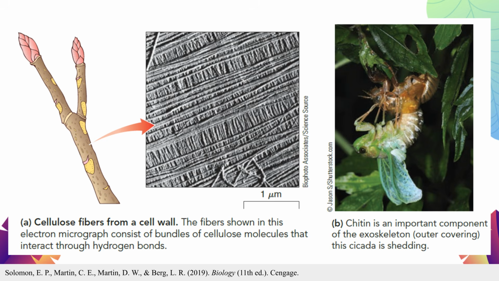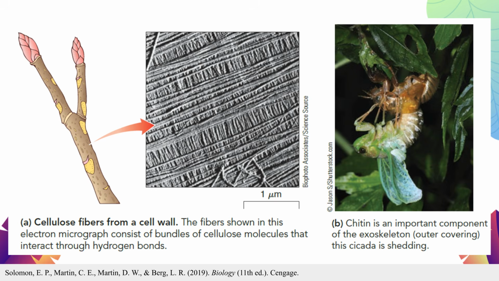Cellulose and chitin are structural polysaccharides that provide strength and support rather than energy. Found in plant cell walls, cellulose has hydrogen bonds which allow it to form strong, rigid fibers. Because humans lack enzymes that break these bonds, cellulose is indigestible and instead functions as dietary fiber, supporting digestive health.